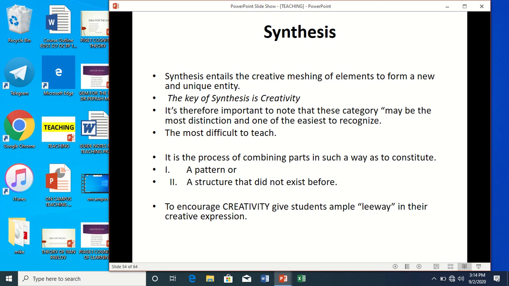So let us as teachers encourage creativity. Give our students the leeway for creative expression. At times we are too protective and punitive, and we stifle creativity in our children. We do not allow them to try.